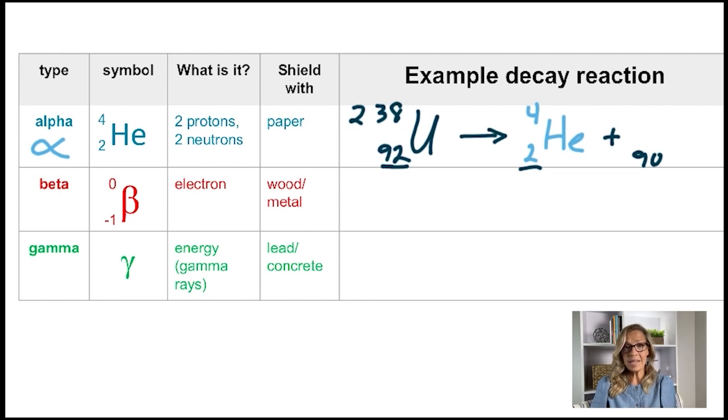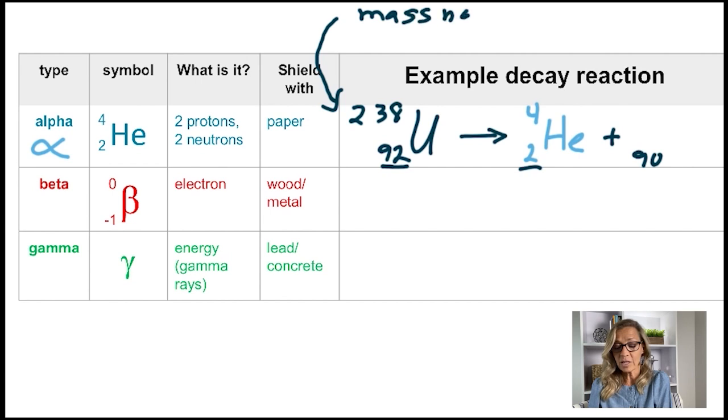Let's do the same thing across the top. Remember, the top is the mass number, which is protons and neutrons combined. We have 238 total particles. 4 fly off in this alpha particle, and we're left with 234, right? Because we can't lose any of these particles.